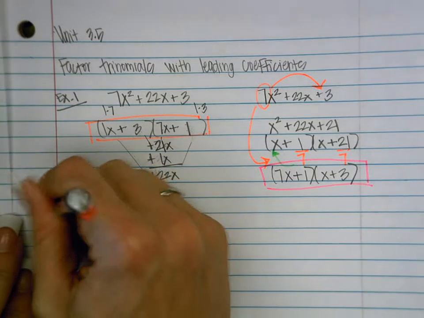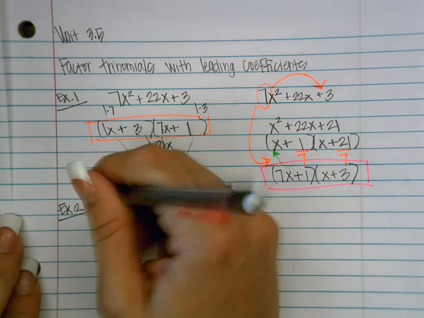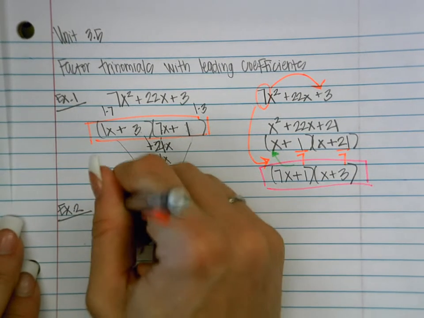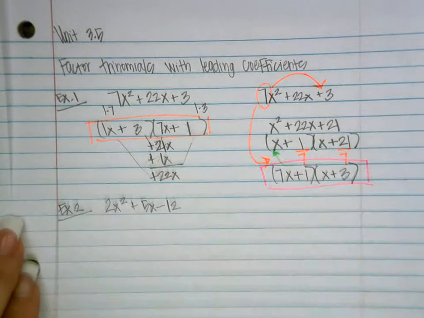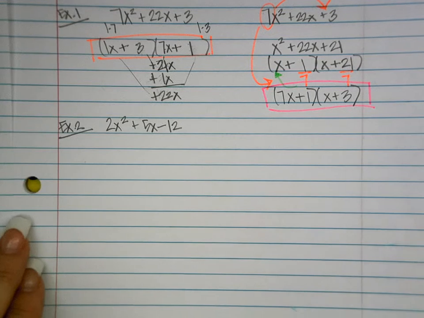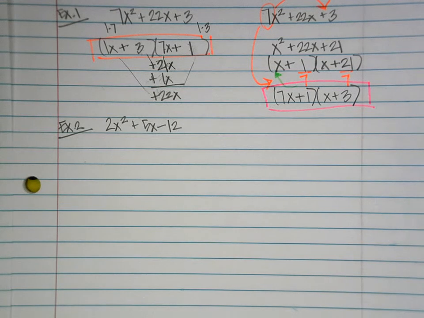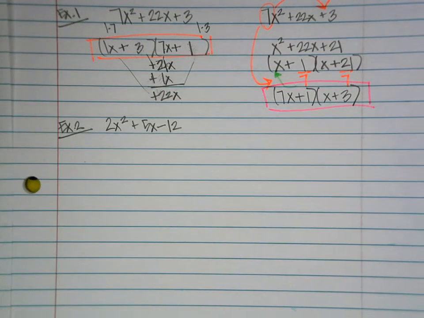Let's try another one for number 2. I would like you to factor 2x squared plus 5x minus 12. 2x squared plus 5x minus 12. We'll take a little vote. Would you guys like me to do the guess and check method or the over under? Over under.